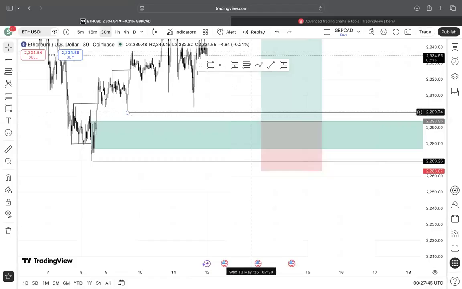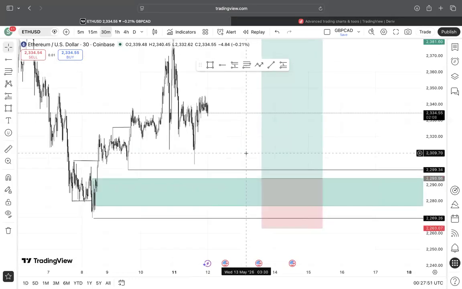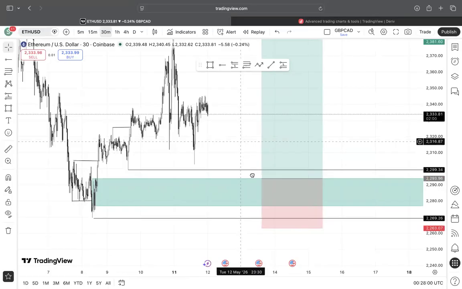But for precise execution, I do use the 5 minutes time frame demand zone now to get my entry, and then you know the drill. We have to wait for a valid confirmation before we enter. I don't set limits, right? I wait for a valid confirmation before I enter.